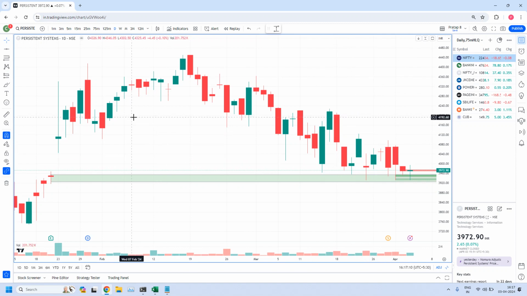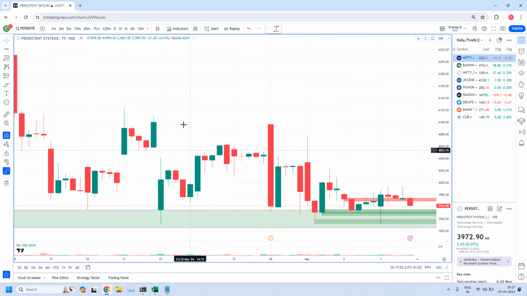Yesterday I was a bit busy. You might know I'm not available in the market, so I didn't do a detailed analysis. This morning when I recorded the video, I just analyzed it based on the previously drawn zone. So first let me show you the 75 minute zone.